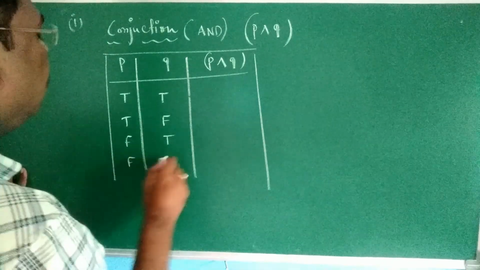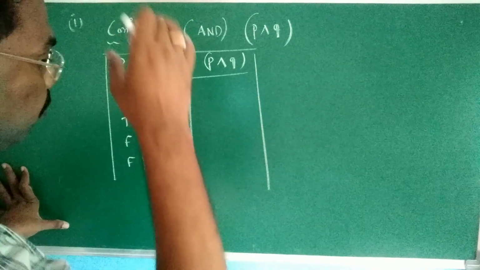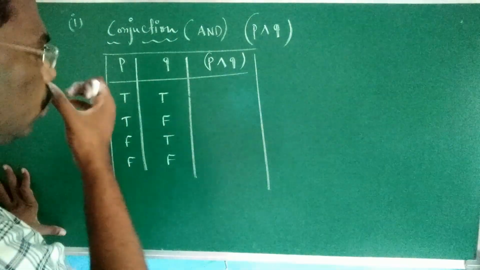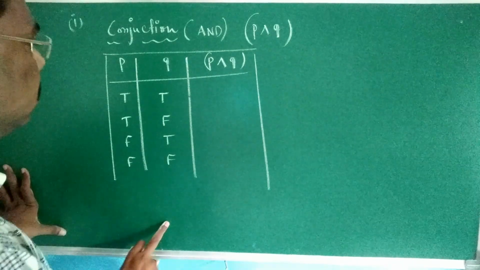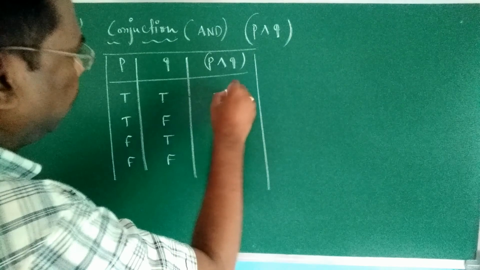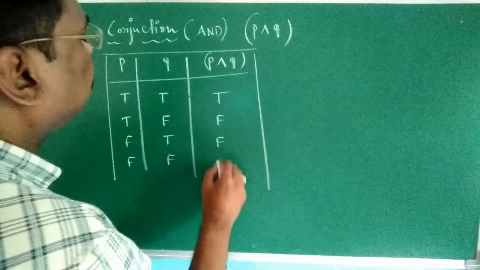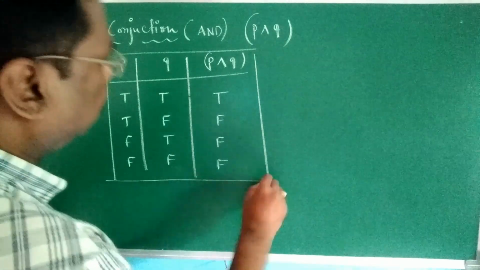Here, P and Q both are true. Otherwise, the remaining are false. True, true gives true here. All the remaining are false.